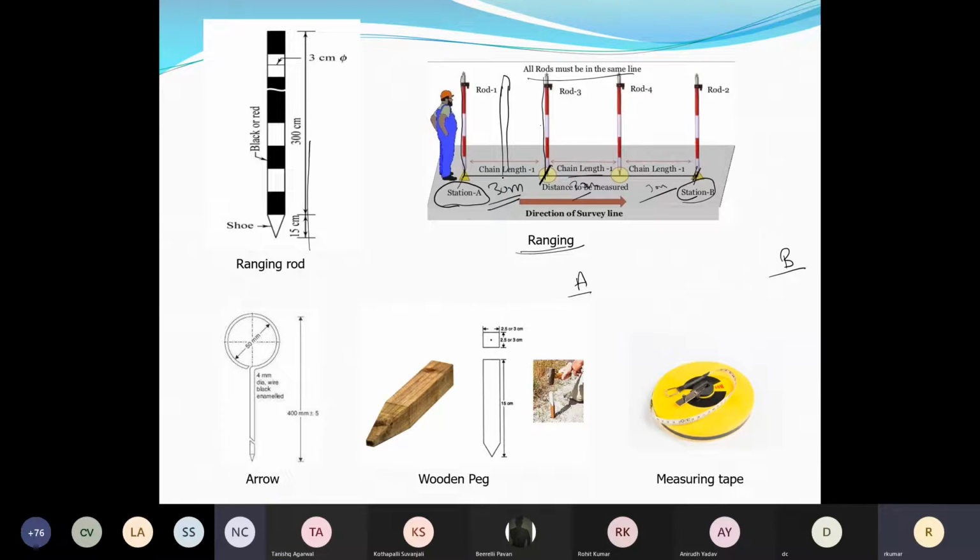So this is 30 meters. So what is the use of a ranging rod? To check whether our chain line is straight or not. This process is called ranging.